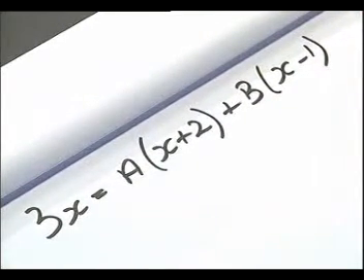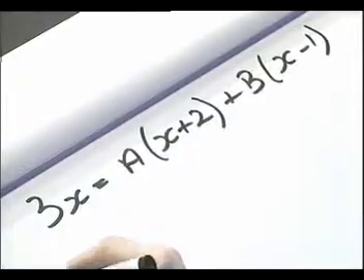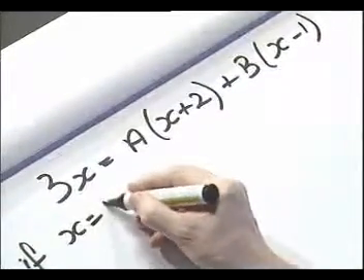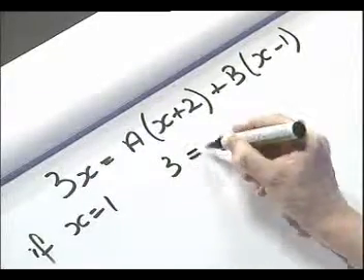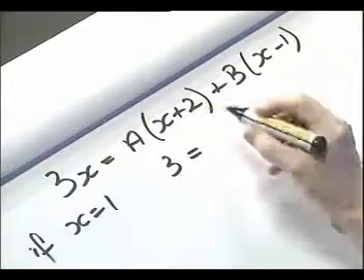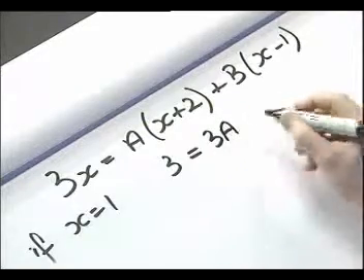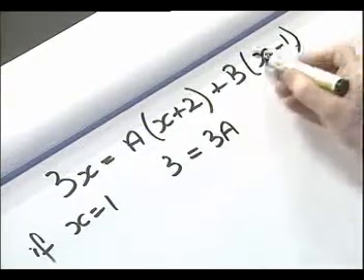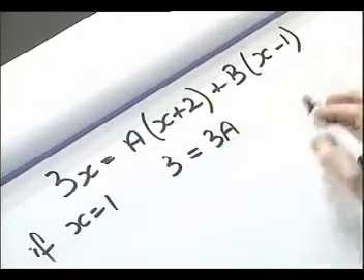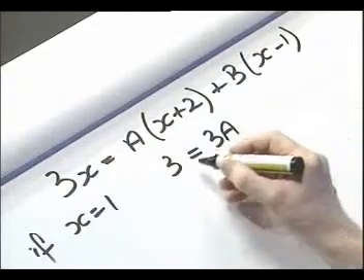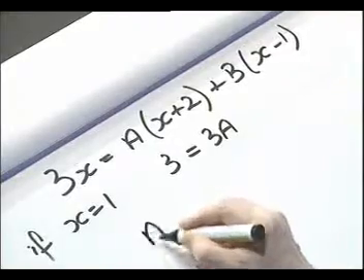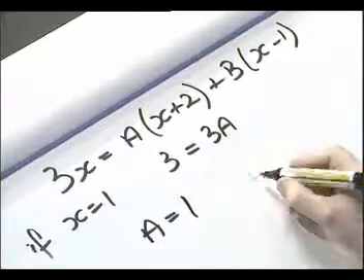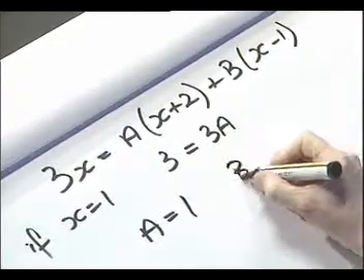This time I'm going to put x equal to 1. 3 times 1 is 3. 1 plus 2 is 3, so we get 3a. 1 minus 1 is 0, so b disappears. If 3a equals 3, then a is going to equal 1. So we've got a equal 1. We already had b equal to 2.